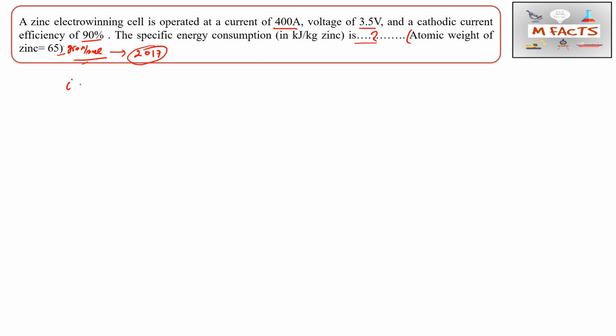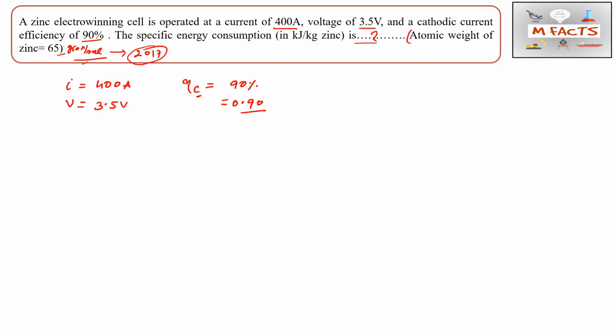So current is given, that is 400 ampere, and voltage is also given, that is V, 3.5 volt, and the cathodic current efficiency, that is eta C, where C is for cathodic and eta is for efficiency. So cathodic efficiency is given, that is 90%, or you can say 0.90. This is in fraction. Okay, so they are asking about the specific energy consumption.